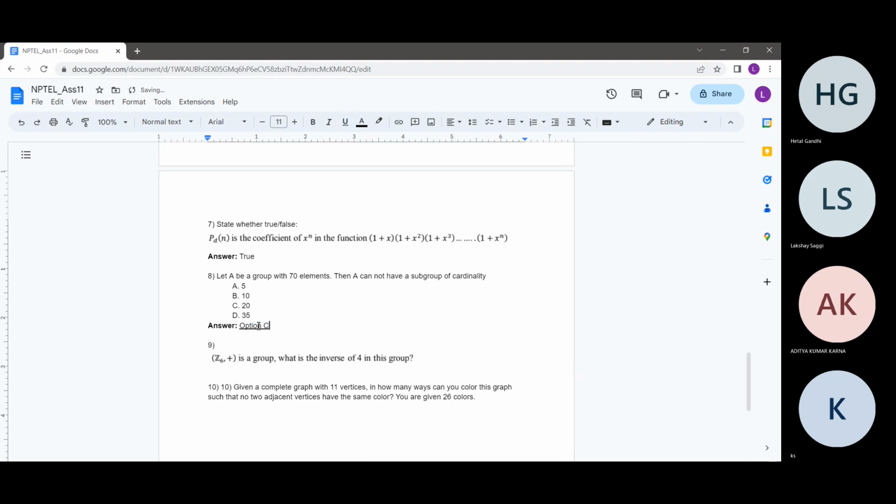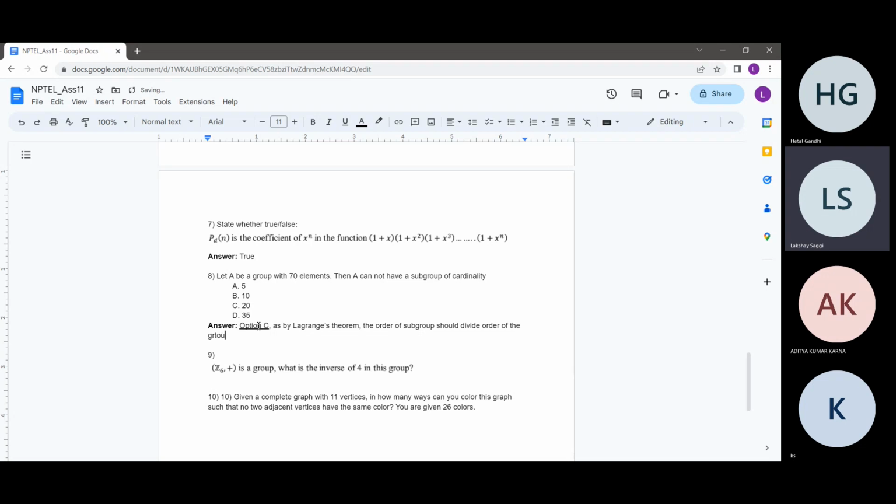And by Lagrange theorem, the order of the subgroup should divide the order of the group, but 20 does not divide 70. So yeah, nice.